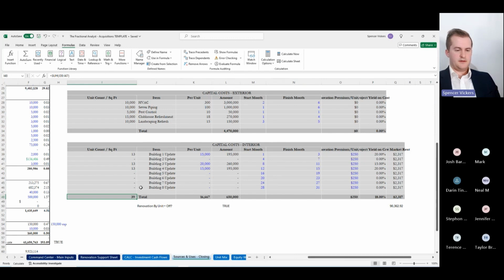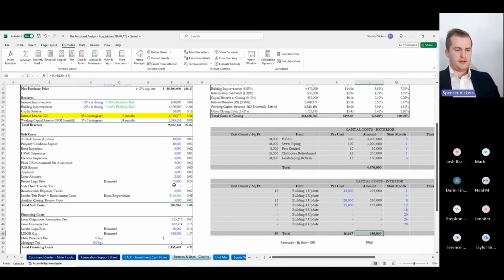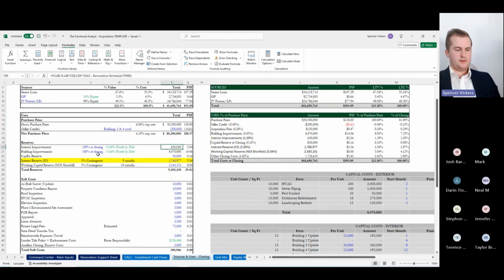Now, this amount here, the 650,000, is being capitalized in our closing budget because we've specified that we want to capitalize 100% of it at closing. If you only wanted to capitalize 50% of it at closing or 25% of it at closing, whatever you wanted to do, you could change that here.